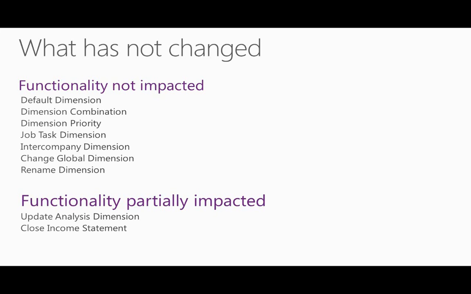The functionality is used only to block or limit the usage of dimension combination. The new design does not impact it. Dimension priority. When in the system there are 2 accounts that use the same dimension but with different dimension values, the system, using the dimension priority, is able to take the correct dimension value.